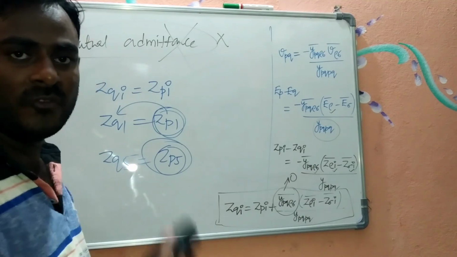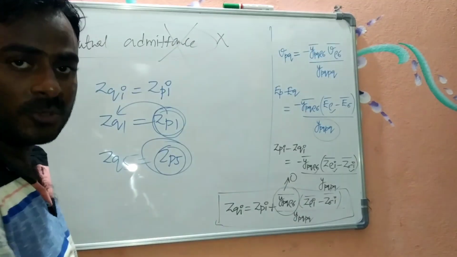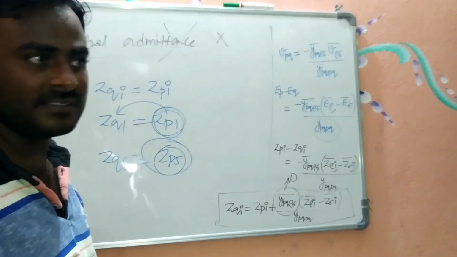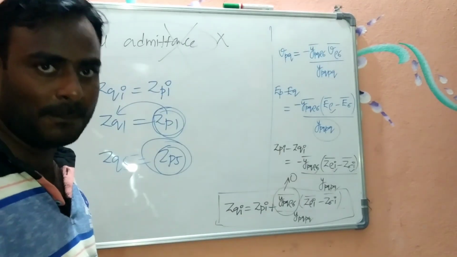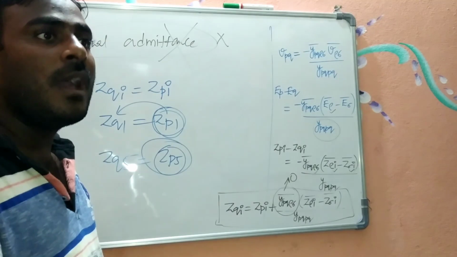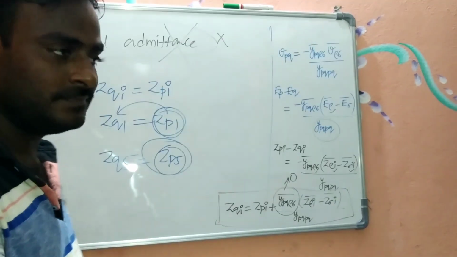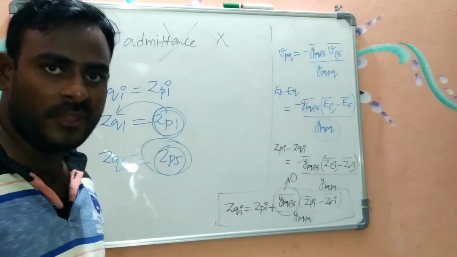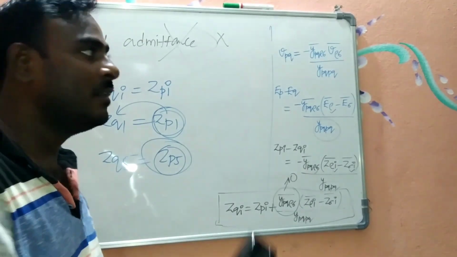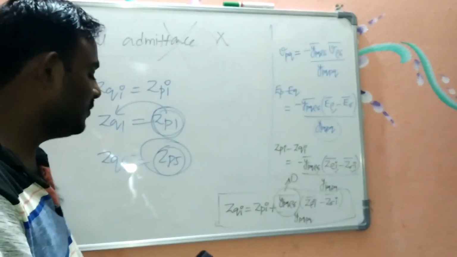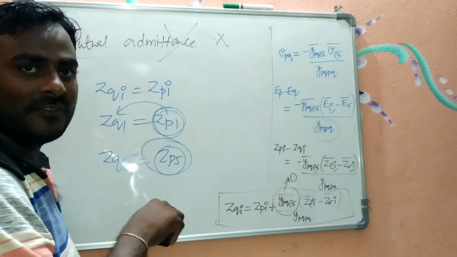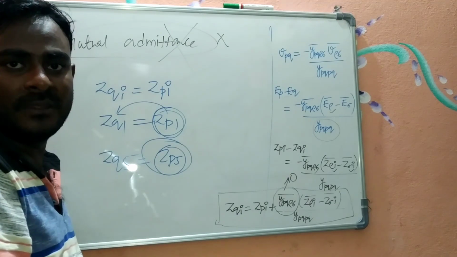In the next video, we'll see how to find the diagonal elements of the modified Z-bus matrix. With that, we can complete the discussion on addition of a branch. In these two videos, in the first video we came up to the primitive network, and in the second video I continued from the primitive network.